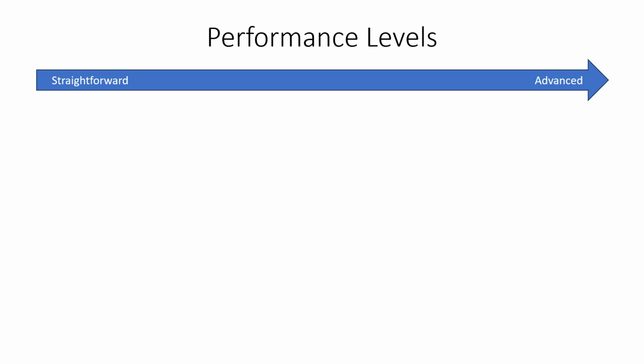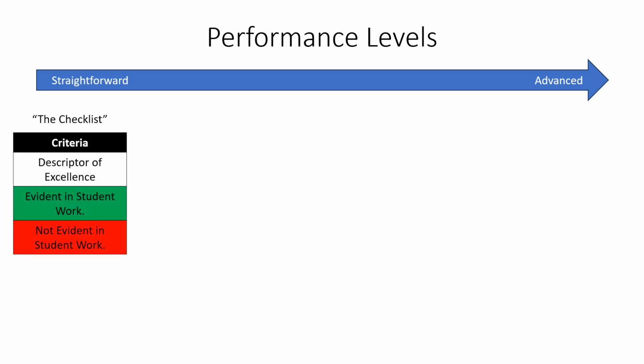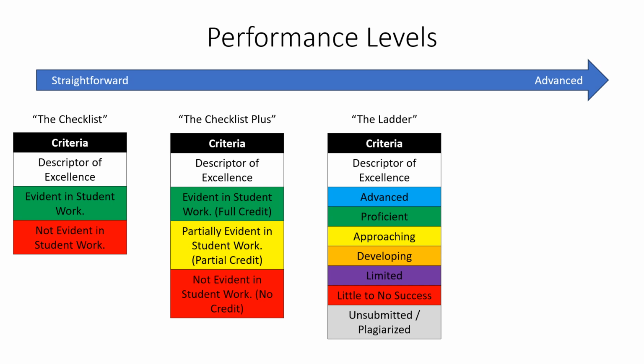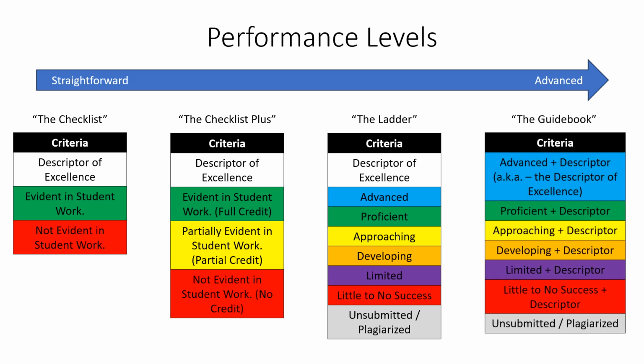I've listed 4 popular styles of rubrics here: the checklist, the checklist plus, the ladder, and the guidebook. As we discuss these, think about which styles you've seen and used before and which are new to you but could still be useful in your class.